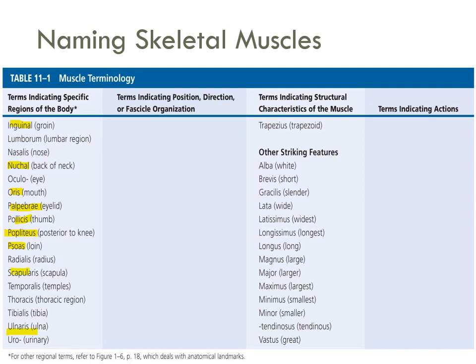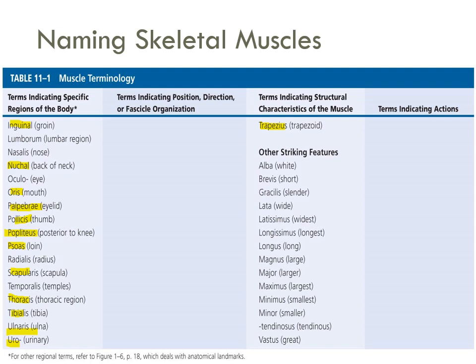Temporalis attaches to the temples or the temporal bone. Thoracis is in the thoracic spine. Tibialis attaches to the tibia. And then uro is muscles that attach into the urinary tract. And over here we can finish with terms indicating structural characteristics of the muscle. So trapezius is a trapezoid shape.